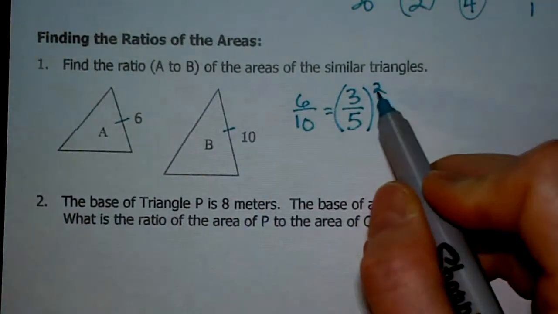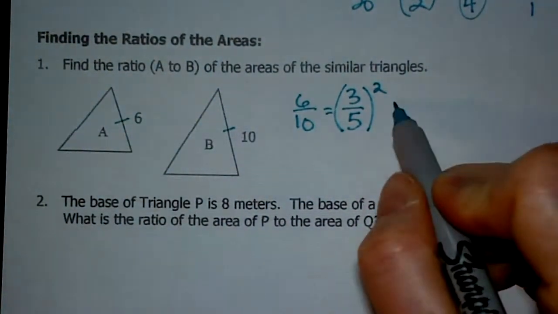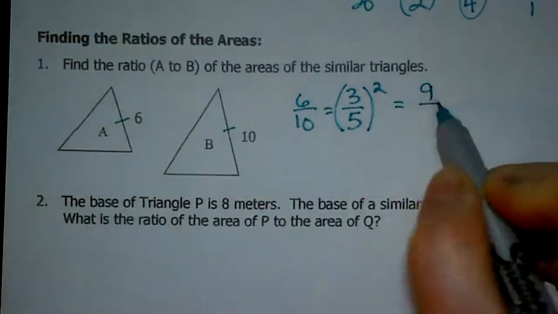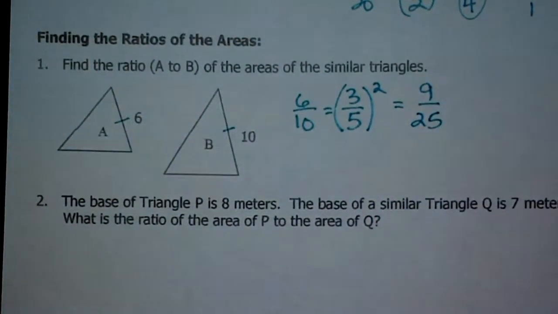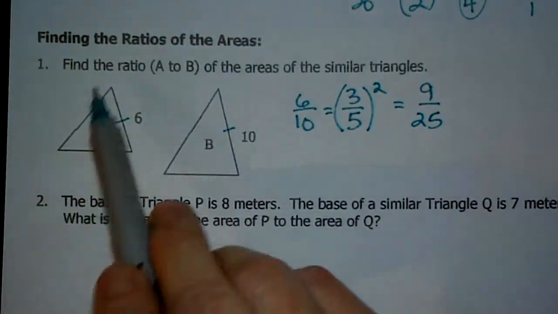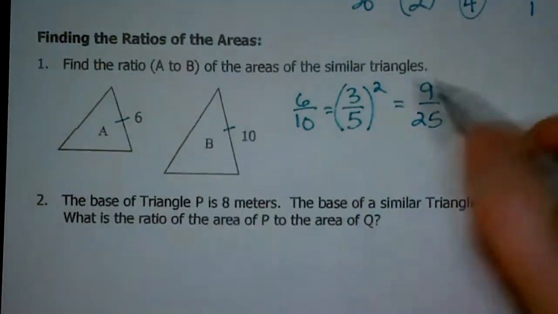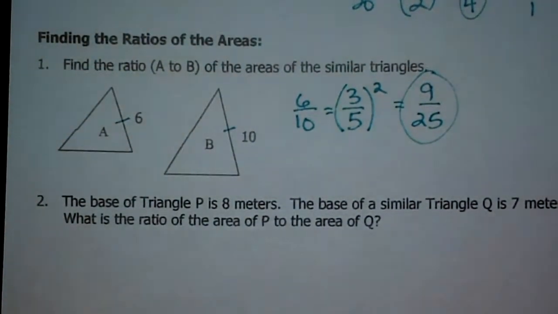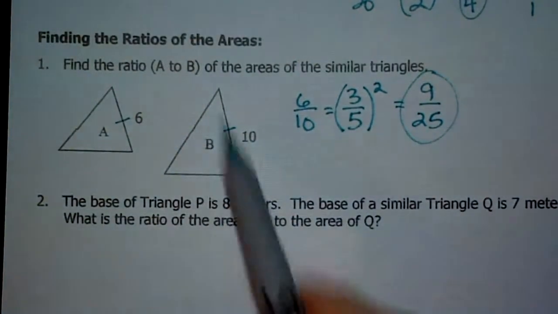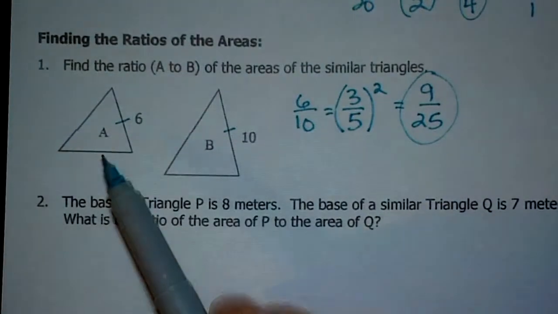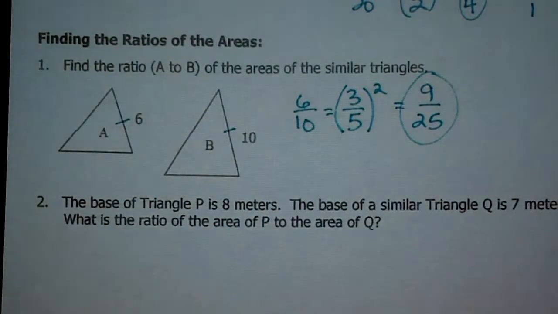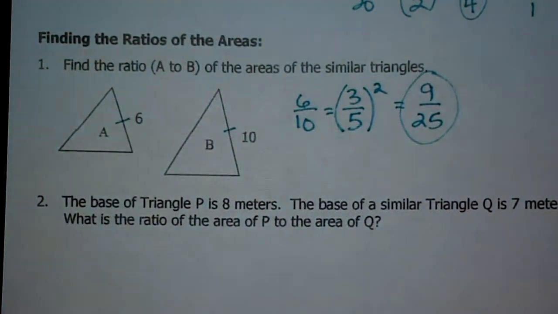So 3 squared is not 6. Please don't write 6. 3 squared is 9. And 5 squared, 5 times 5 is 25. So the ratio of the areas in these similar triangles is 9/25. That means if I know the area of this second one, I can multiply it by 9/25 and get the area of the first one. Hopefully that's making a little bit more sense. Alright, keep it going.